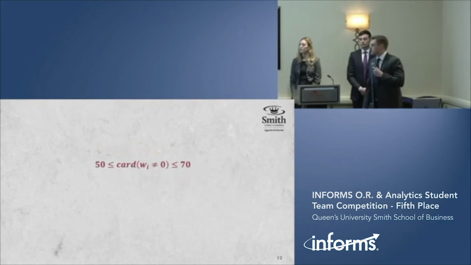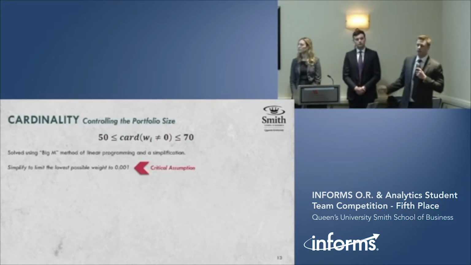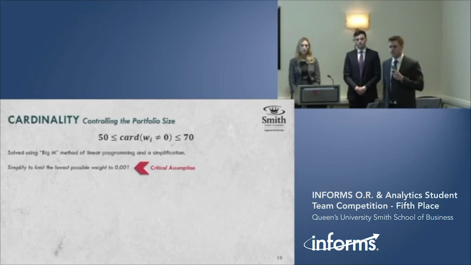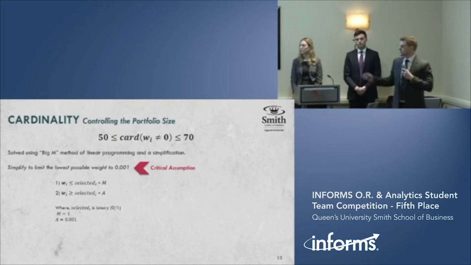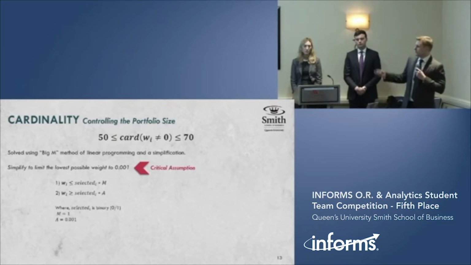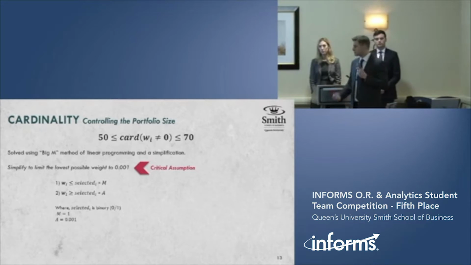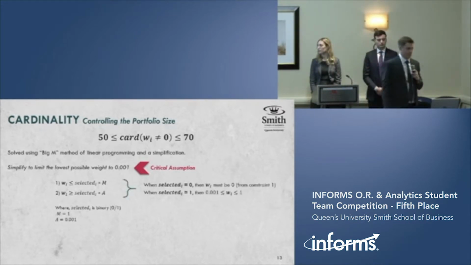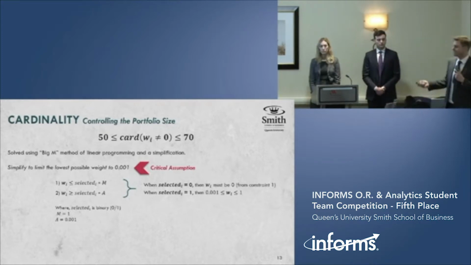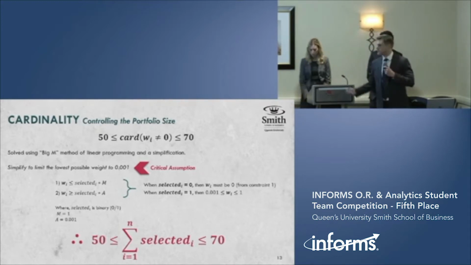So let's turn our attention to cardinality. As I mentioned, we simplified this by limiting our lowest possible weights to 0.001 as opposed to only counting those above. And then we simply solved this problem using what's called the big M method of linear programming. We define a selected variable here. It's a binary, takes on the value of 0 or 1, 1 when we select an asset, 0 when we don't. And we define these two constraints here, which help ensure that that selected variable will always take on the value that it should. From there, we simply sum our selected variable and ensure it resides between 50 and 70.